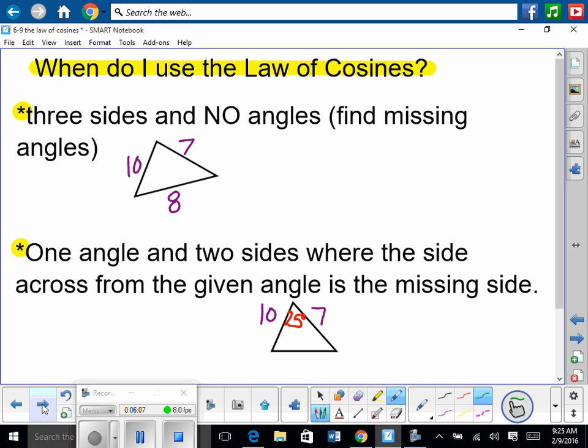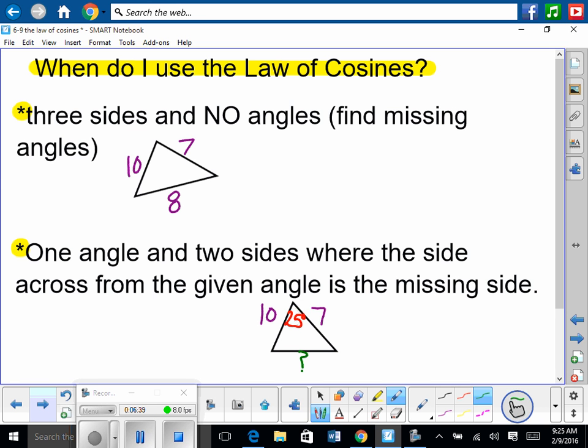Because remember, this is what we were running into on the day of the law of sines, something like this, right? And then we were saying, oh, we can't solve it using the law of sines, which is true. But you can solve it using the law of cosines. So given 1 angle and 2 sides, where the missing side is across from the given angle. So do you see how the missing side is across from the given angle? This is when you'll use the law of cosines. The law of sines is much quicker than the law of cosines, so anytime I can use the law of sines over the law of cosines, I will.